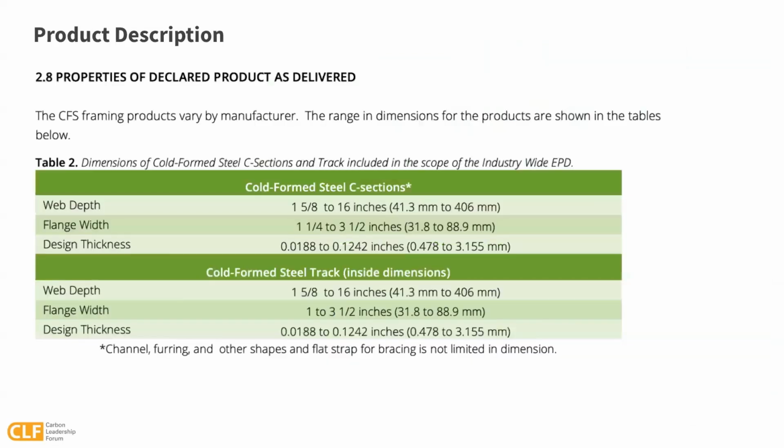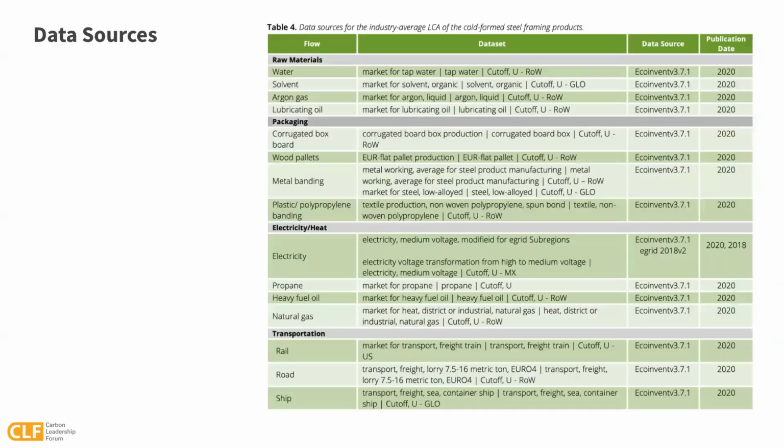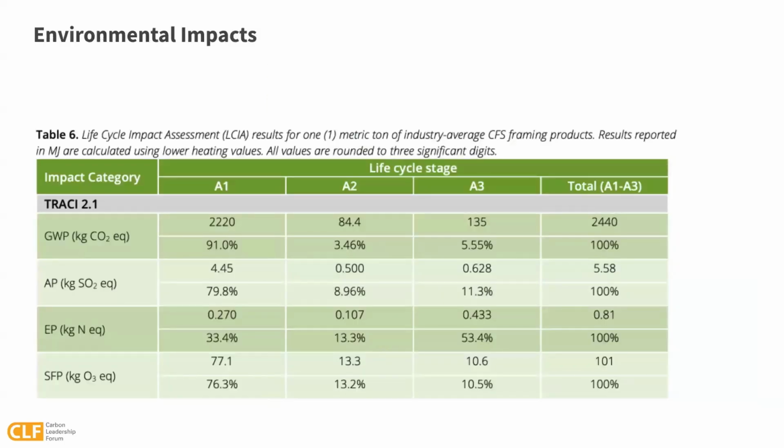Here we see a description of the various products covered in this EPD. Here we see the inputs in the first column and the data sources used to model each of those inputs. And finally, we see a portion of the EPD's results, including the GWP in the first row.